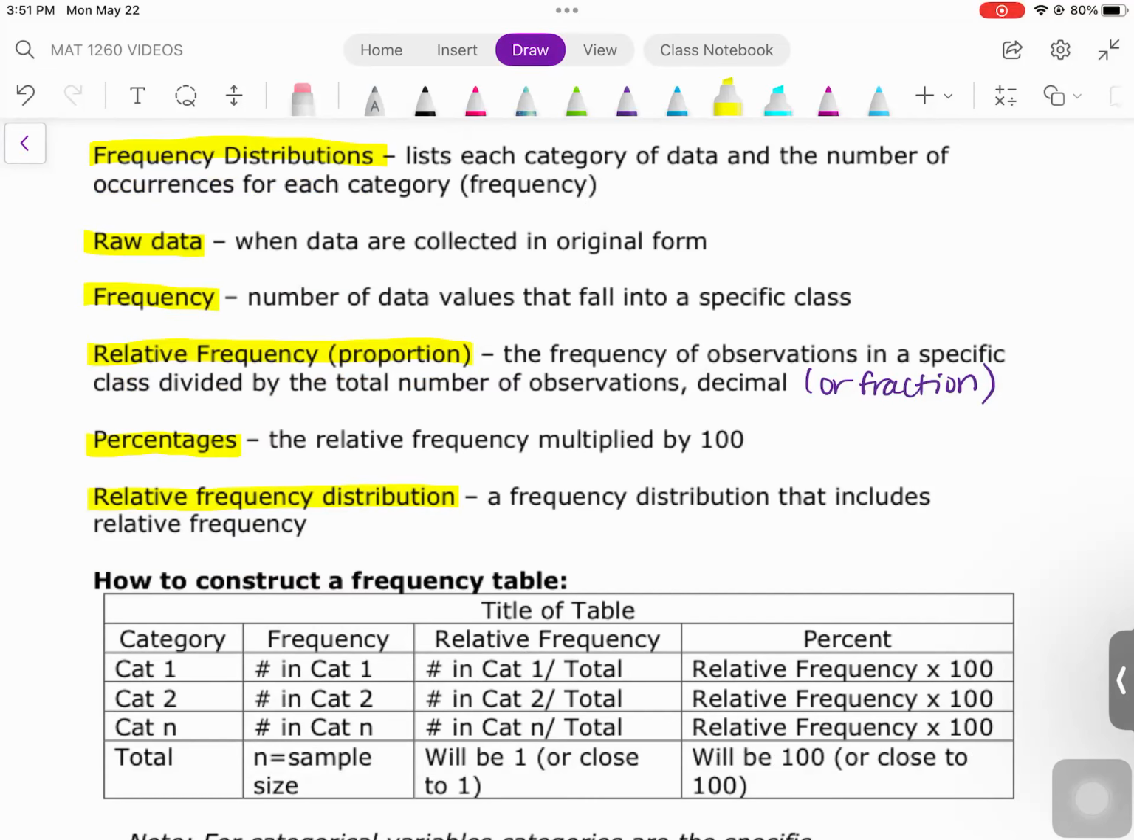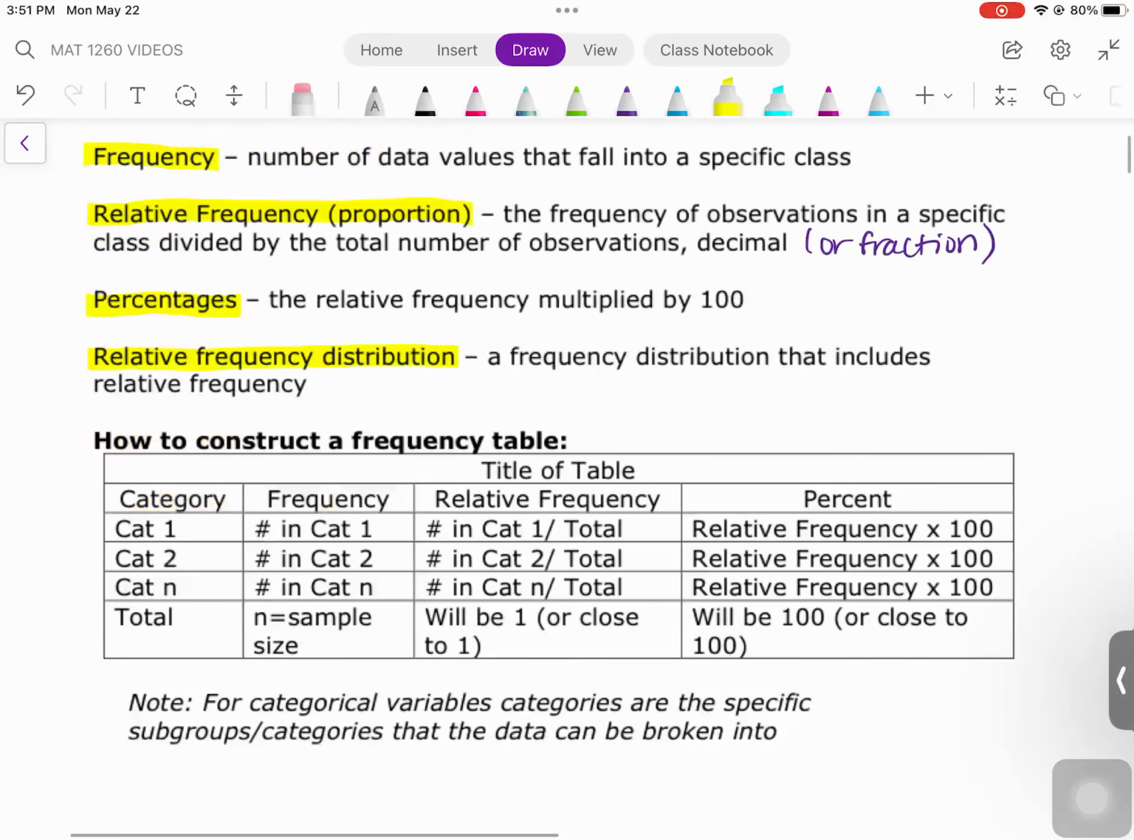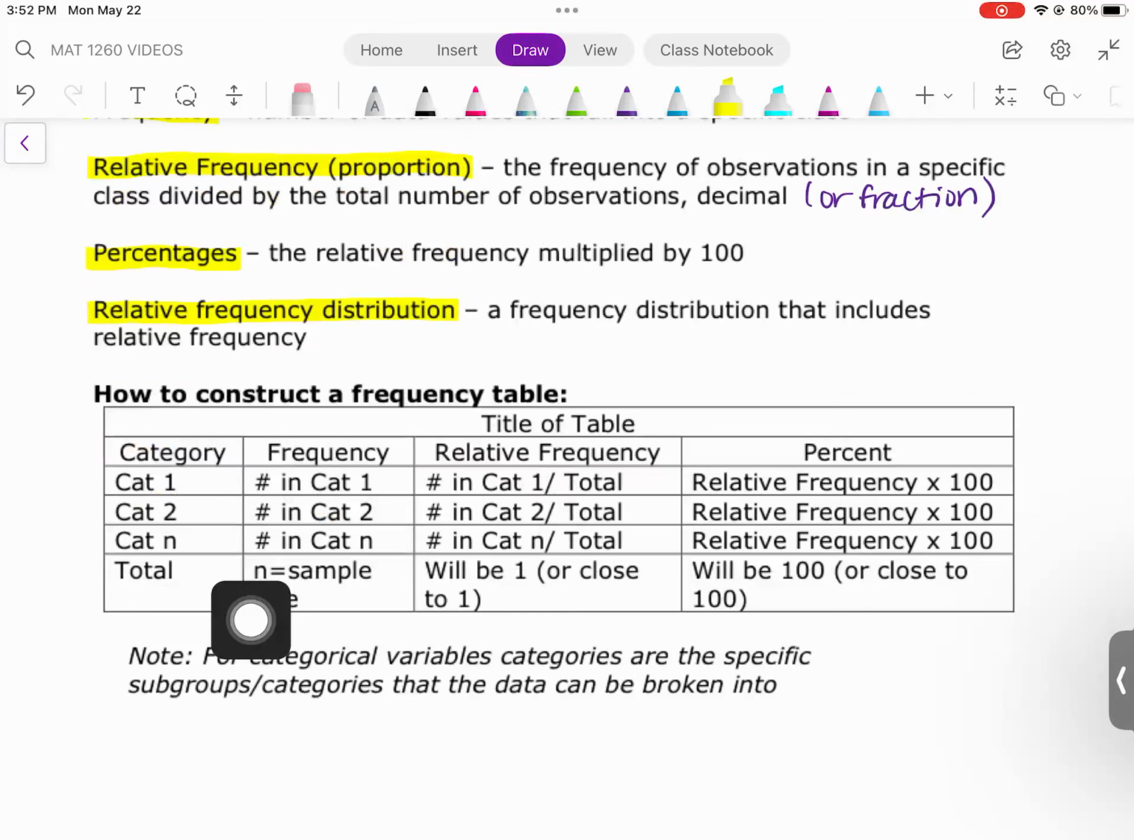And here's an example of what this frequency distribution would look like. In our first column, we have our categories, and we would give the actual category names. In the second column, we would give our frequencies for each category. And in the bottom row, we might list the sum of those frequencies, which would give us our sample size.